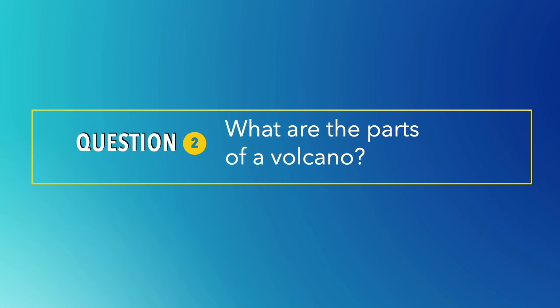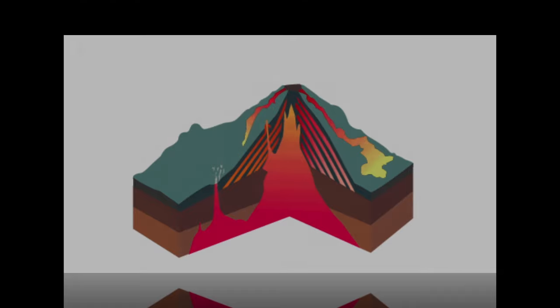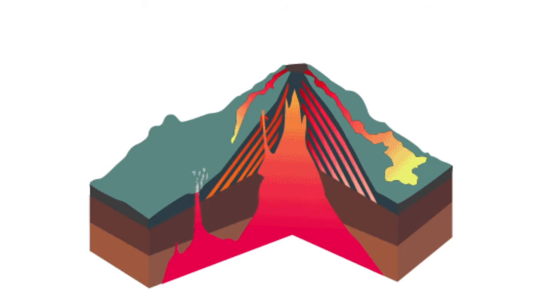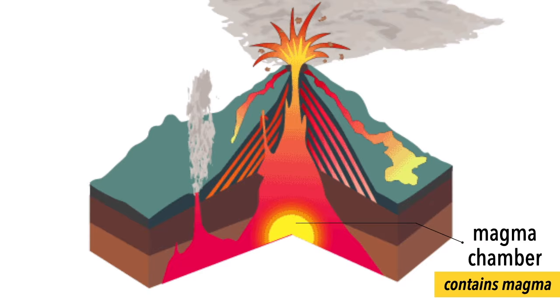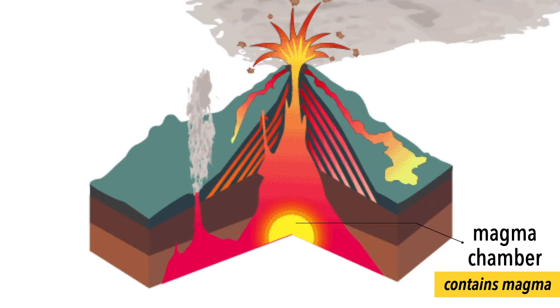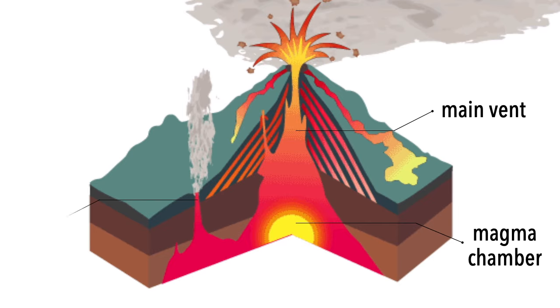Second question: what are the parts of a volcano? If you could look inside an erupting volcano, it would look like this. Beneath the surface of the Earth is a large pool of hot molten rock or magma called the magma chamber. Magma escapes from the volcano through the openings in the Earth's crust called vents.